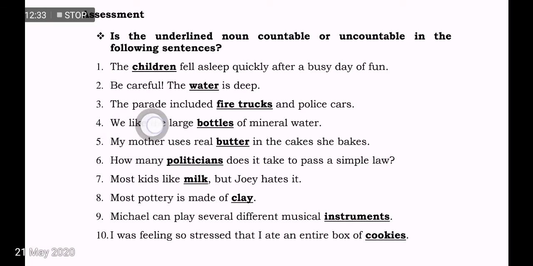3. The parade included 5 trucks and police cars. We like the large bottles of mineral water. Bottles you have to see here. My mother uses real butter in the cakes she bakes. How many politicians does it take to pass a simple law? Most kids like milk, but Joey hates it. Most pottery is made of clay. Michael can play several different musical instruments. You have to answer whether the word instrument is a countable or uncountable noun. So the 10th point, and this is the last: I was feeling so stressed that I ate an entire box of cookies. This is the assignment, and make sure you do it.